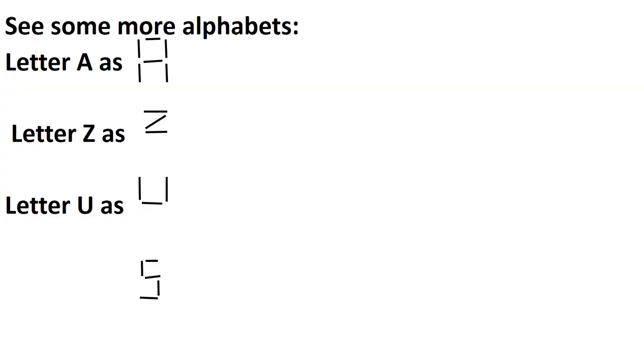Letter U, like this. How many matchsticks are used in U? 3. Now let the number of times we form U be M. M number of times we are writing U. So what is the rule? It is 3M. So whatever variable we want to take, we can take.